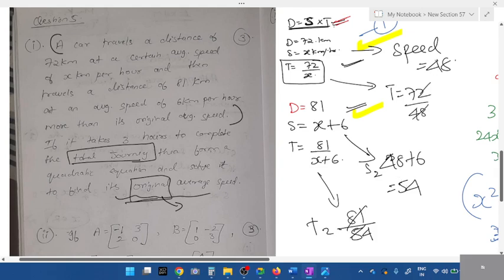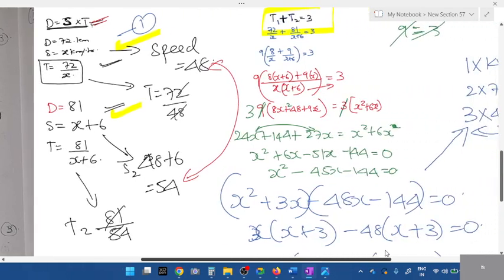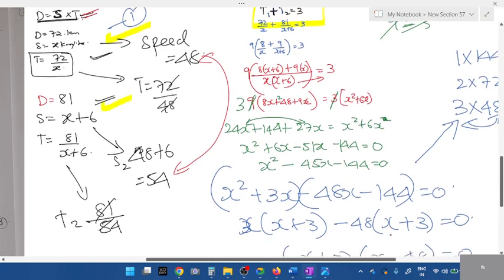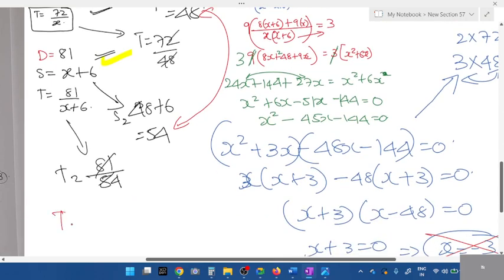Okay, I'll read it out again. The original speed was 48. Then they have to cover more distance. So the average speed was more than its original speed. Average speed was increased. From 48 it was shifted. It was increased to 54. Okay. Then if they ask time, time 2 you can complete it. See, this is how we calculate. Now just for example, I'll take time 1 for the first speed, 72 by 48.